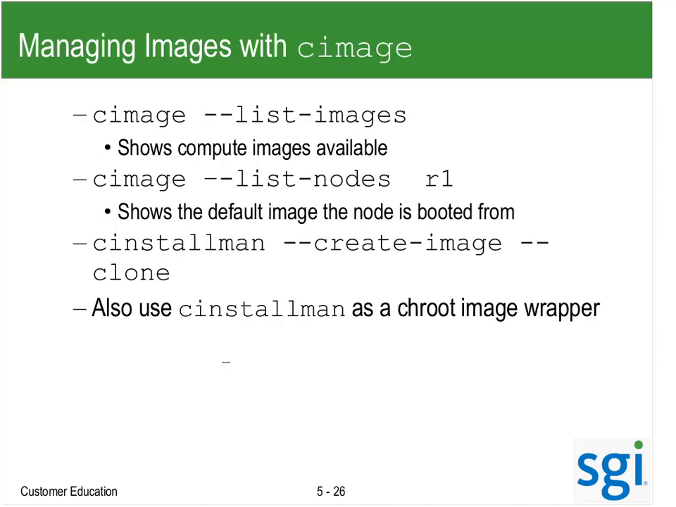.526 is for compute nodes now. So cmh --list-images will show what's out there. --list-nodes will show what image the node is booted from. And then we've got a create image --clone capability. And you can also use cInstallMan as a chroot image wrapper to do things inside the image, like a yum command.